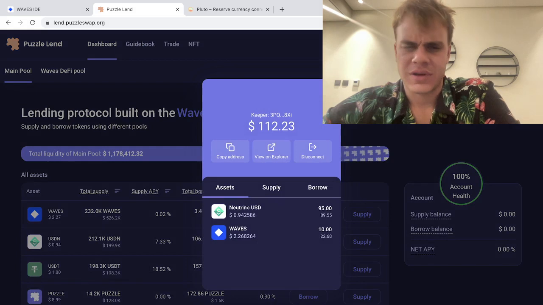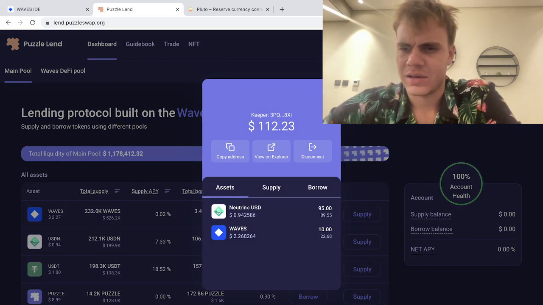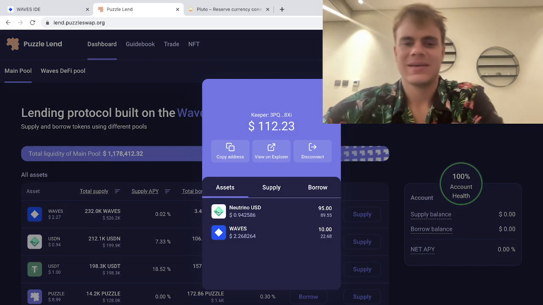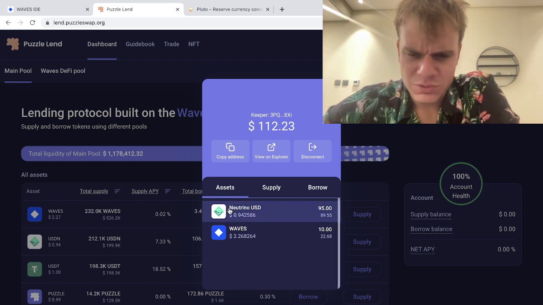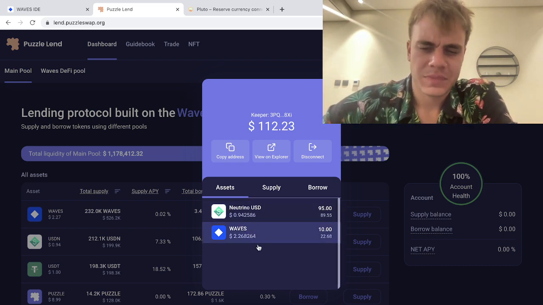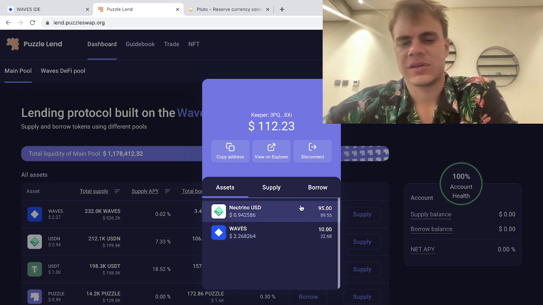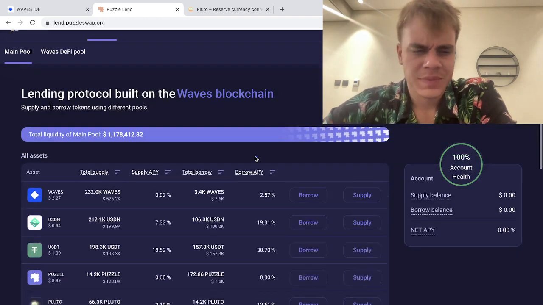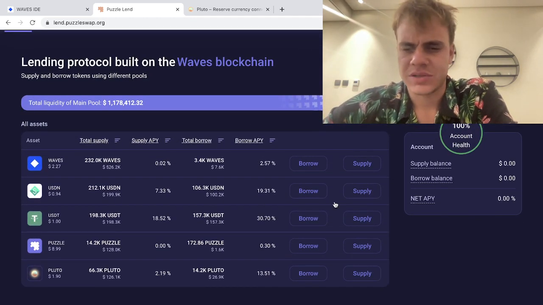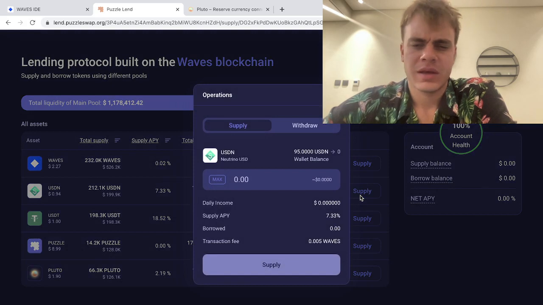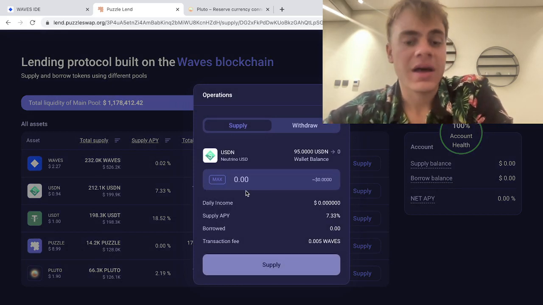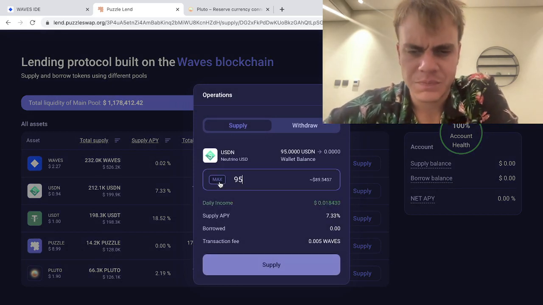You can see your assets here. Here is the wallet button. And I see that I have USDN and Waves in my wallet. Let's supply USDN because it has more interest. So for this, I just press the supply button and insert the amount of USDN I'm going to deposit.